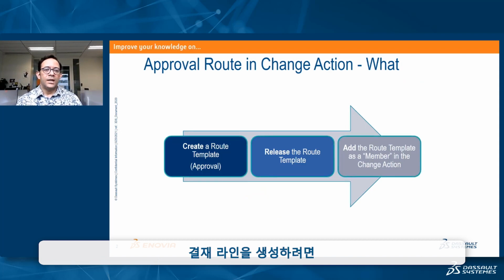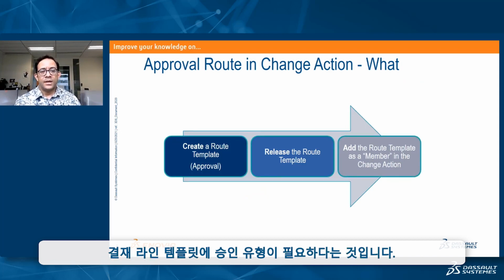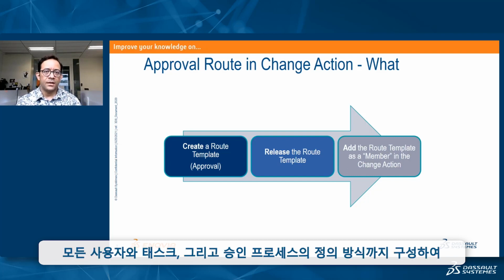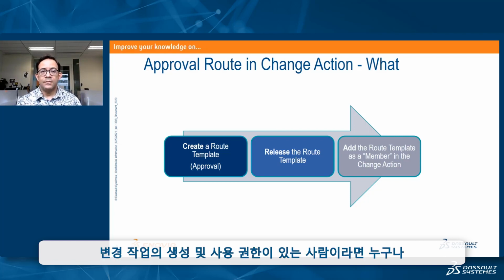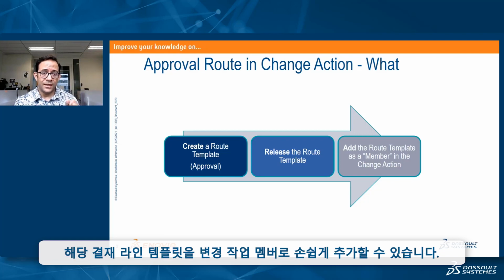So what you need to know in order to create such a route is that the route template has to have a type of approval. And then we simply release the route after we make the complete definition of it, with all the users and the tasks and the way the approval process will be defined in this route template. Now, once it is released, it can be available for everyone who has the right to create and to work with change actions to simply take this route template and add it as part of the members of the change action.